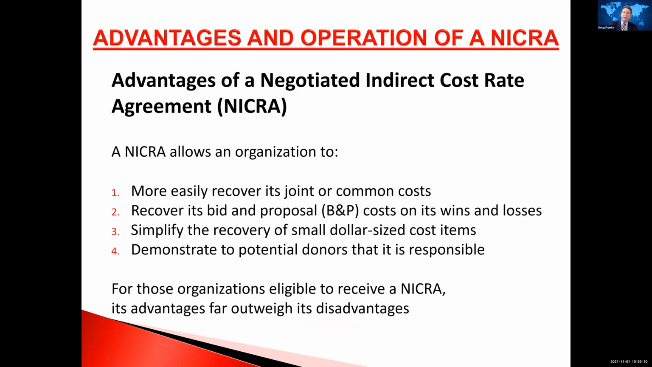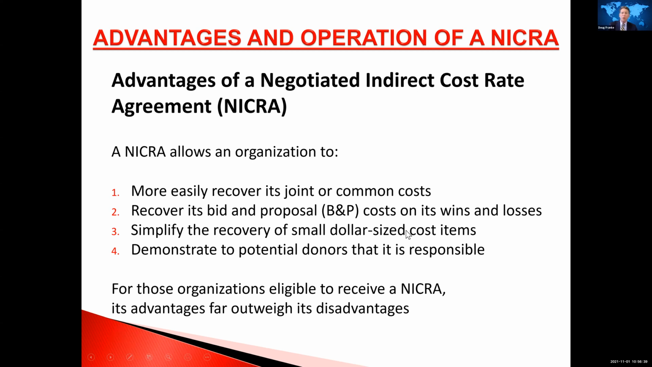So why would you want a NICRA? Eventually, if you can get them, you should go for it, okay? Because it allows you to recover those joint and common costs. So you don't have to every quarter split out, how am I going to split my rent? How am I going to split my finance team? How am I going to split my HR team? Because all of those can logically just go into the pool. Throw them in the pool. Don't try to split them out as direct costs. That's the main reason. Secondly, you recover your bid proposal cost, hugely important.